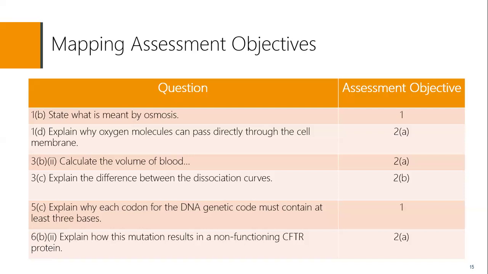Explain why oxygen molecules can pass directly through the cell membrane. Now, explain, depending on the context, can easily be either 1 or 2. But in this case, candidates need to know the structure of the cell membrane, but they need to be able to apply this knowledge to explain why oxygen can pass through the membrane. So this one is assessment objective 2A.